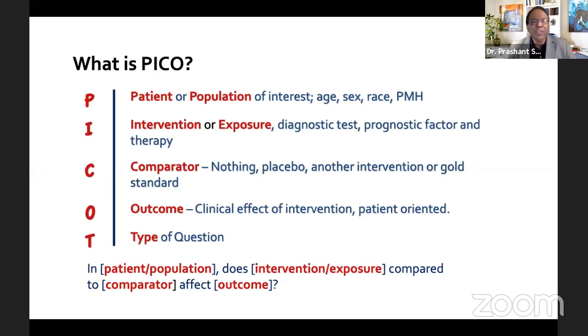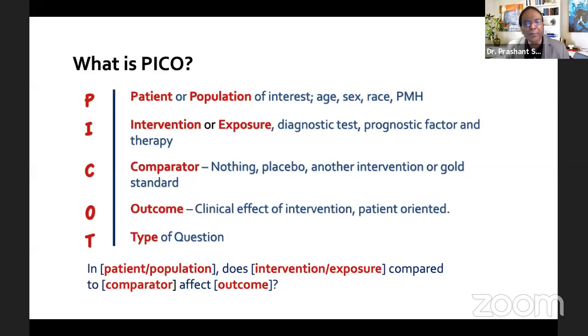Then the O in PICO stands for outcome, which is basically the end result of that intervention or the clinical effect of that intervention. Sometimes it is patient oriented, such as pain or headaches, or their quality of life. And sometimes you also see that a T is added at the end, which simply refers to the type of question you are asking, whether it is a background question or a foreground question.